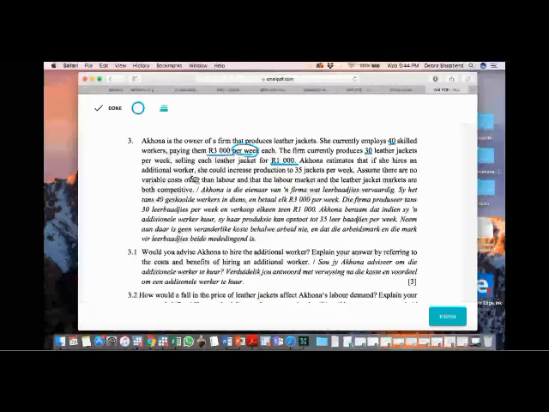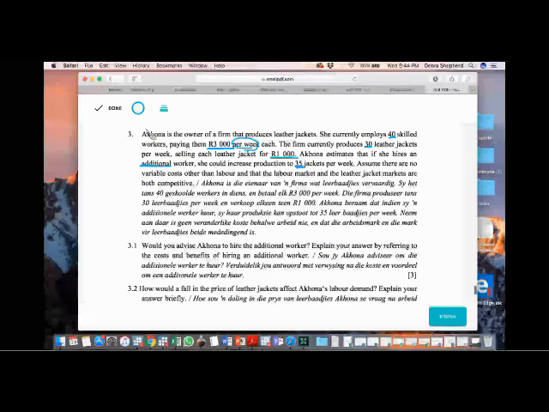Akona estimates that if she hires one more person, this person would add 5 jackets to her production. Okay, so that's a super productive person. So this one person is going to add 5 units of jackets. That's their marginal product. Assume there are no variable costs other than labor, and that the labor market and the leather jacket markets are both competitive. What that last bit of information tells us is that every leather jacket sells for 1,000 Rand, and every person is paid 3,000 Rand.